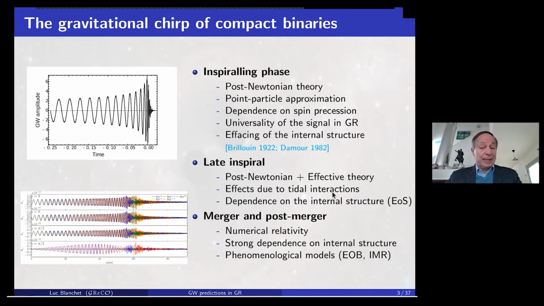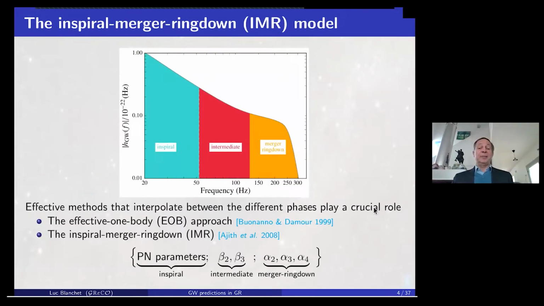These extra terms will describe tidal interaction between the two objects and will depend on the details of the internal structure of the neutron star, and notably the equation of state. And finally, for the merger, you will use numerical relativity. There will be a strong dependence on the internal structure.